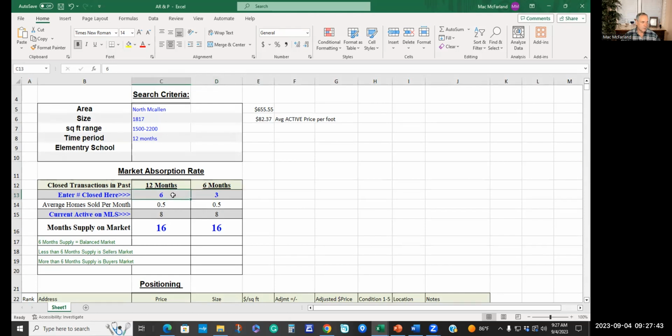And so when you change this number, this is set up as a template. How many solds have we had? Let's say we've had 8, for example. The average homes sold per month and the average months active on MLS.